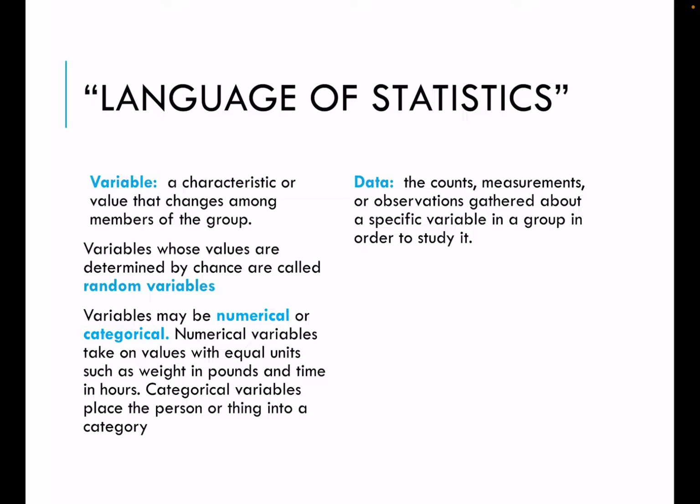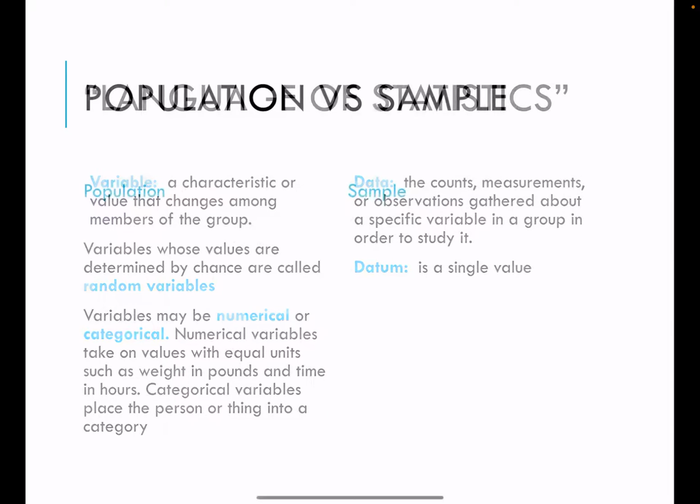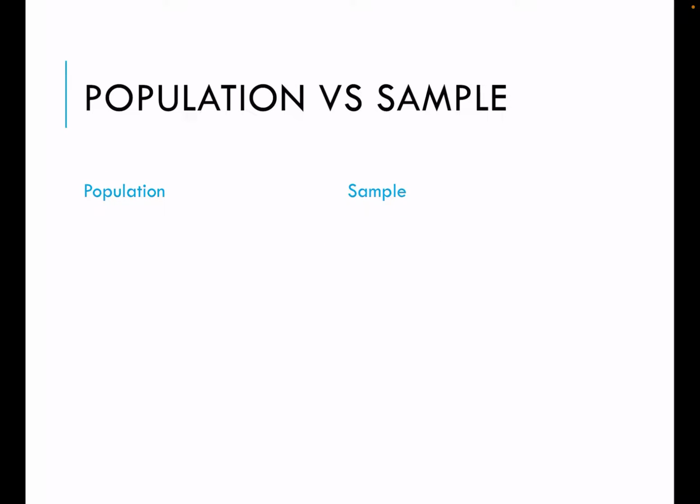Data is the counts, measurements, or observations gathered about a specific variable in a group in order to study it. Datum is a single value. Two words that you will see a lot in our statistics study are population and sample. We're interested in a population, but we cannot ask everyone in the population the same question and collect the data. So we have to study a sample.